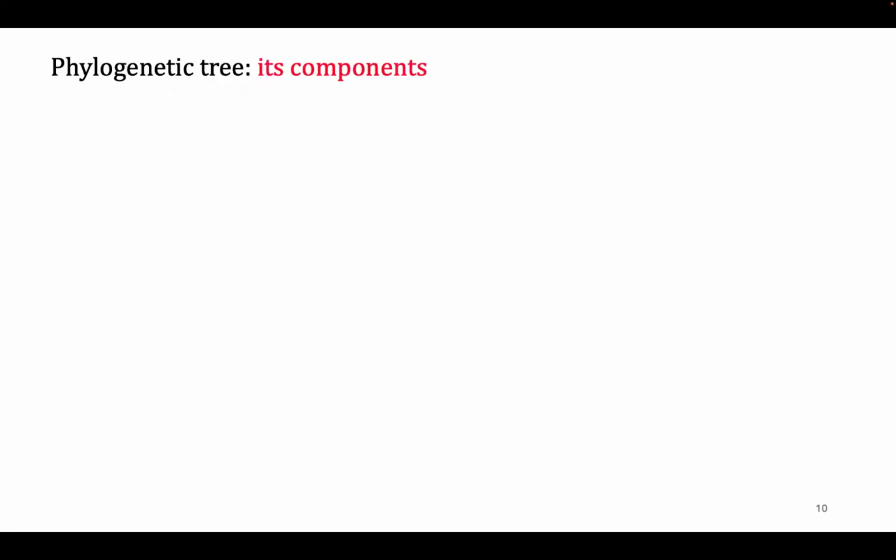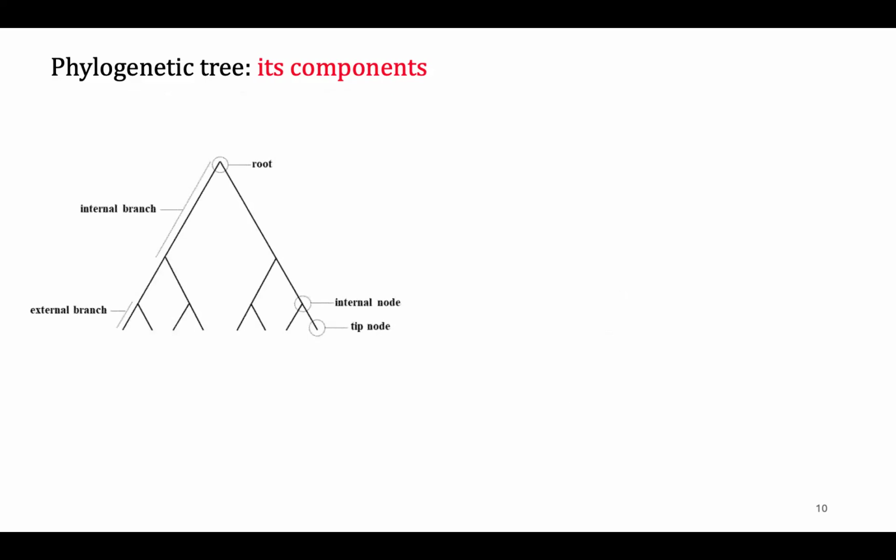Before I go into the modeling part of the talk, I'll first talk about the components of phylogenetic trees. You start by having the root. This is basically the common ancestor of all the currently living species that you consider in your study. Then you have internal branches that connect two internal nodes. Internal nodes here are the ancestral species of your currently living species at the present. We call these species at the present tip nodes or leaves of the tree. Then you have external branches that connect your ancestral species, your internal node, with your tip nodes.